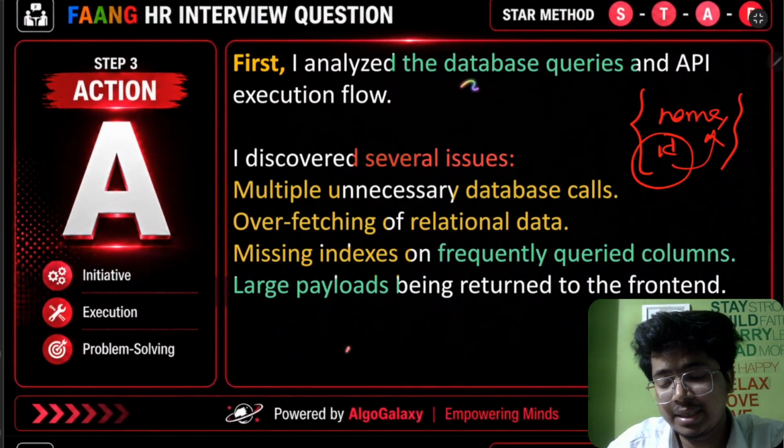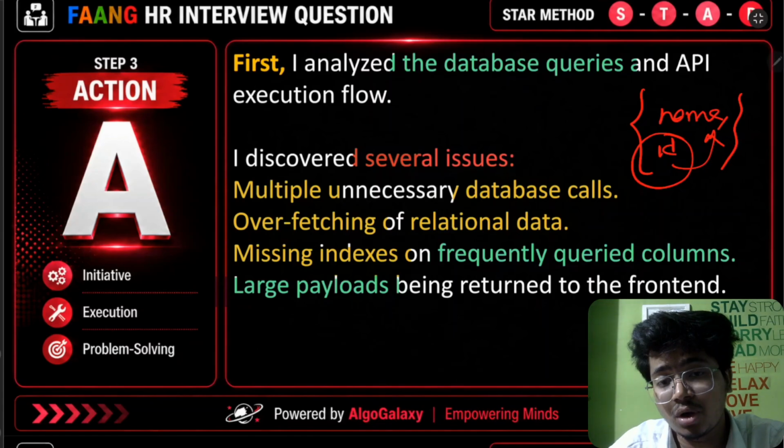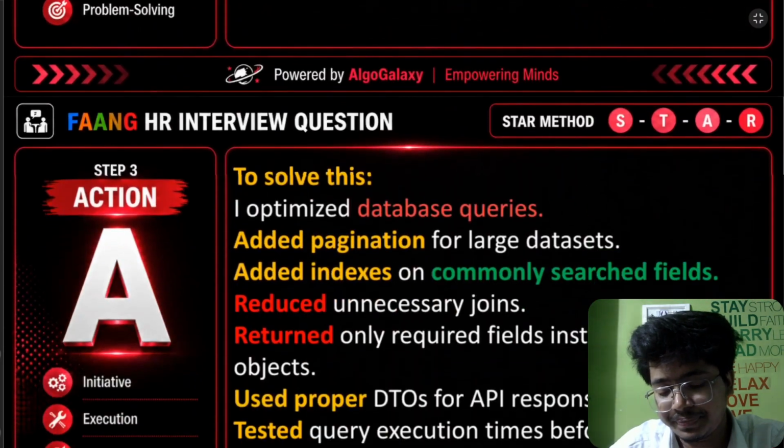First, I analyzed the database queries and API execution flow. I discovered several issues: multiple unnecessary database calls, overfetching of relational data, missing indexes on frequently queried columns, and large payloads being returned to the front end.